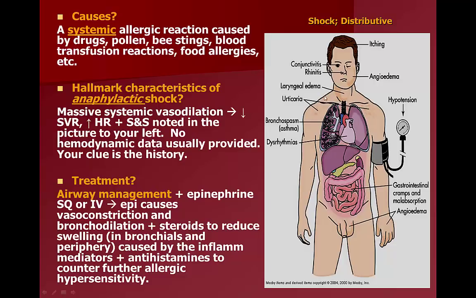And then you can see with anaphylaxis, you have all the signs and symptoms kind of pictured here. What is the treatment for airway management? And that is epinephrine. It can be given sub-Q or IV. What does epinephrine do in this instance? Well, it causes vasoconstriction, usually of the coronary arteries, and it will cause bronchodilation. And this constriction is caused by the inflammatory mediators.